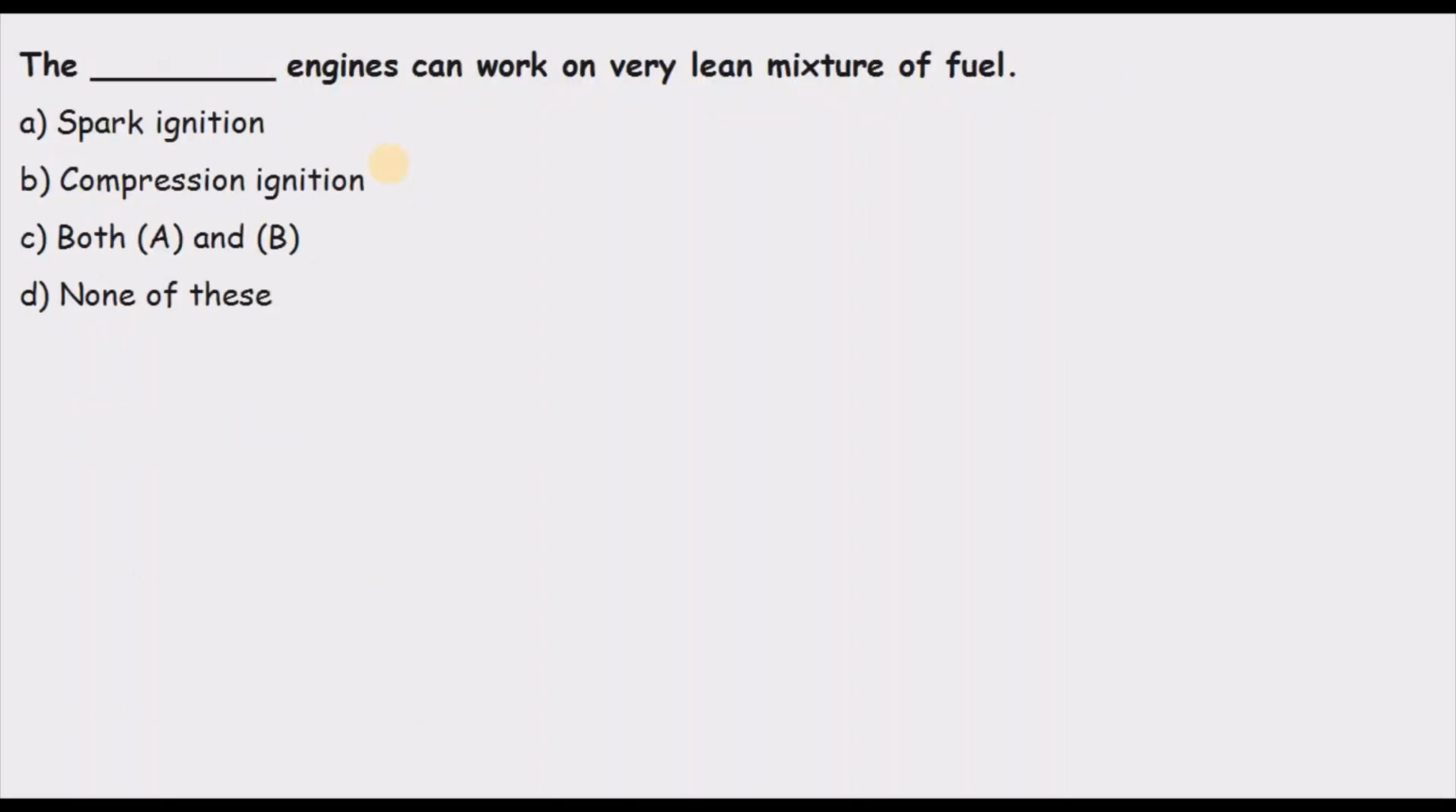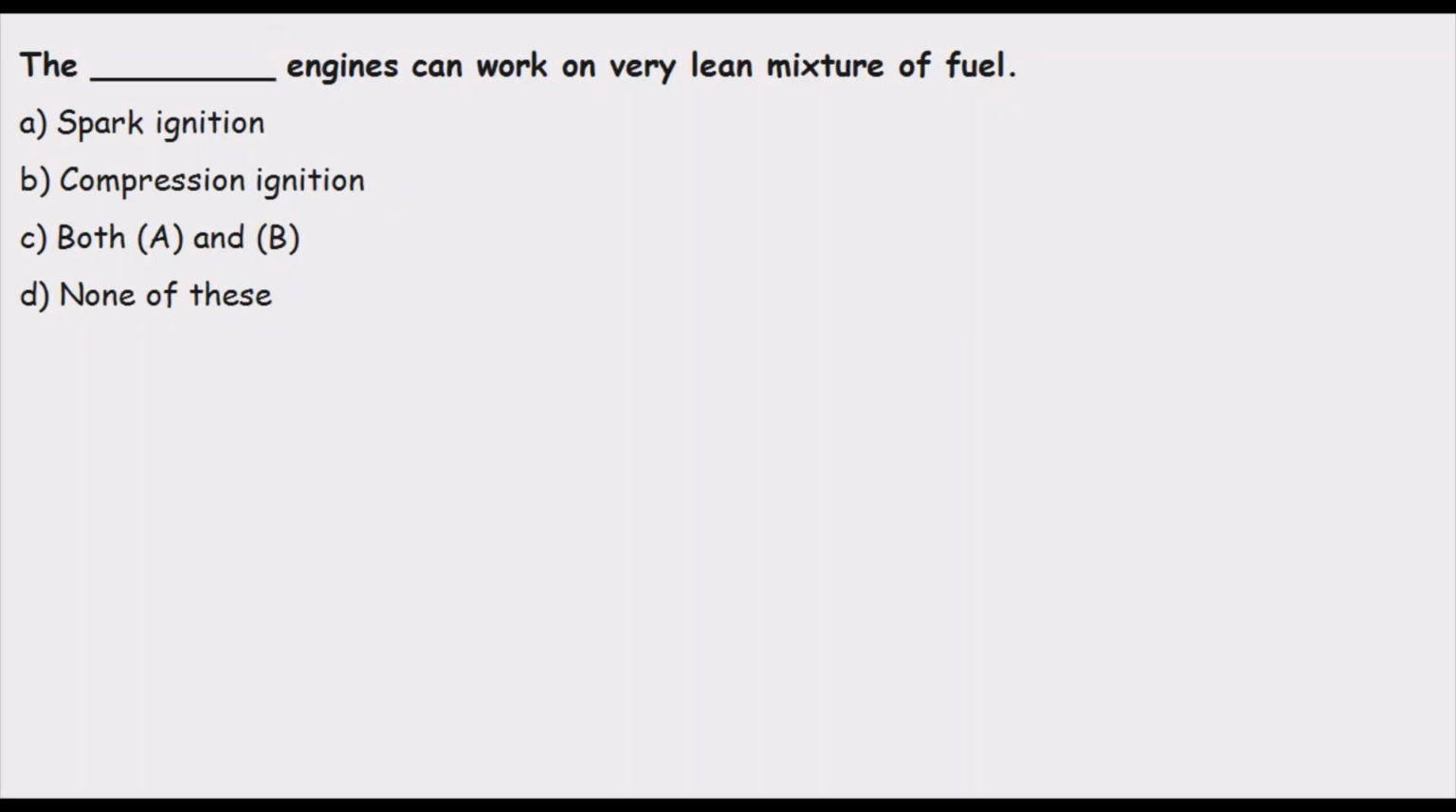Next is: the dash engine can work on a very lean mixture of fuel. The options are spark ignition, compression ignition, both A and B, and none of the above. Obviously, when we ignite a mixture in a compression ignition engine, we spray the fuel in the form of droplets. And they get ignited due to the heat received from the hot air. Even if it is a lean or rich mixture, if there is sufficient heat and sufficient oxygen around the droplet, the possibility of that droplet burning is higher.